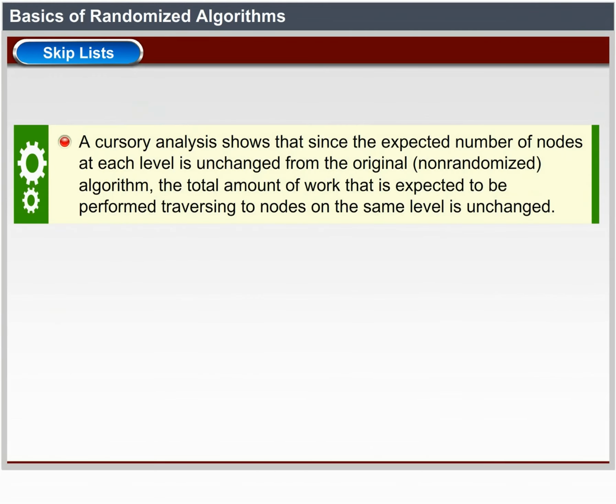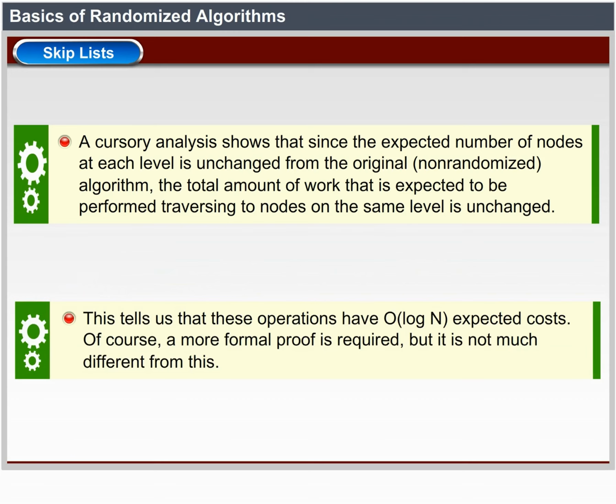A cursory analysis shows that since the expected number of nodes at each level is unchanged from the original non-randomized algorithm, the total amount of work that is expected to be performed traversing two nodes on the same level is unchanged. This tells us that these operations have big O of log n expected cost. Of course, a more formal proof is required, but it is not much different from this.